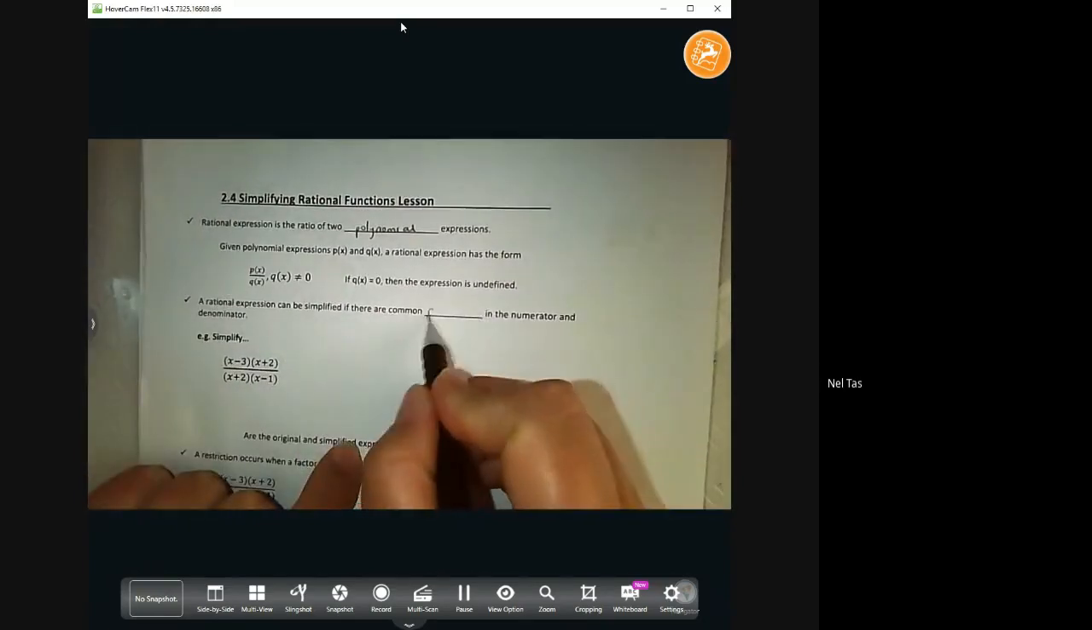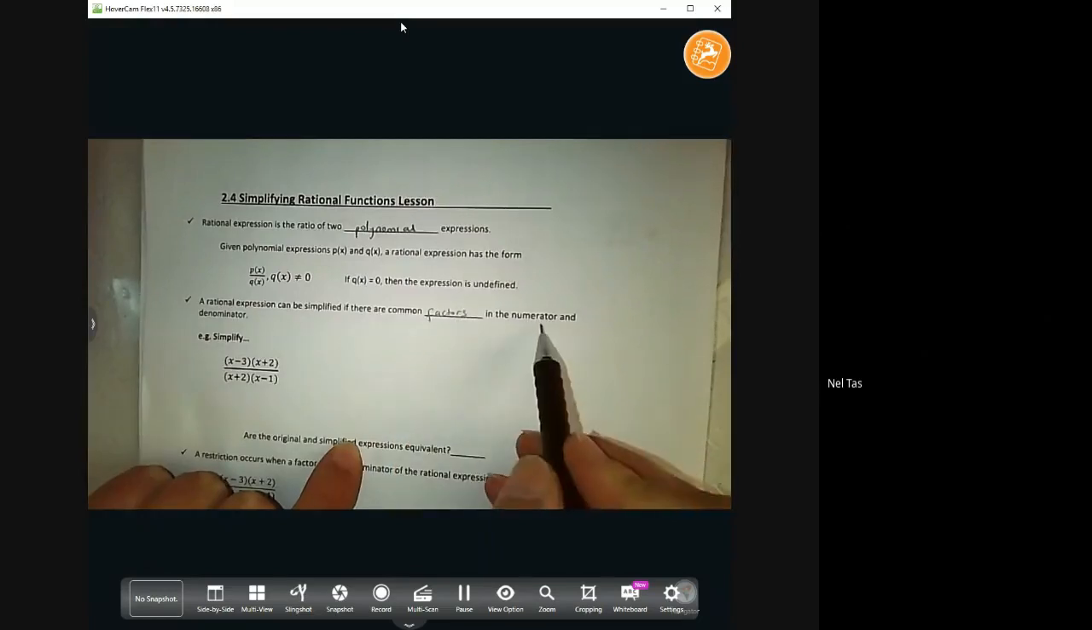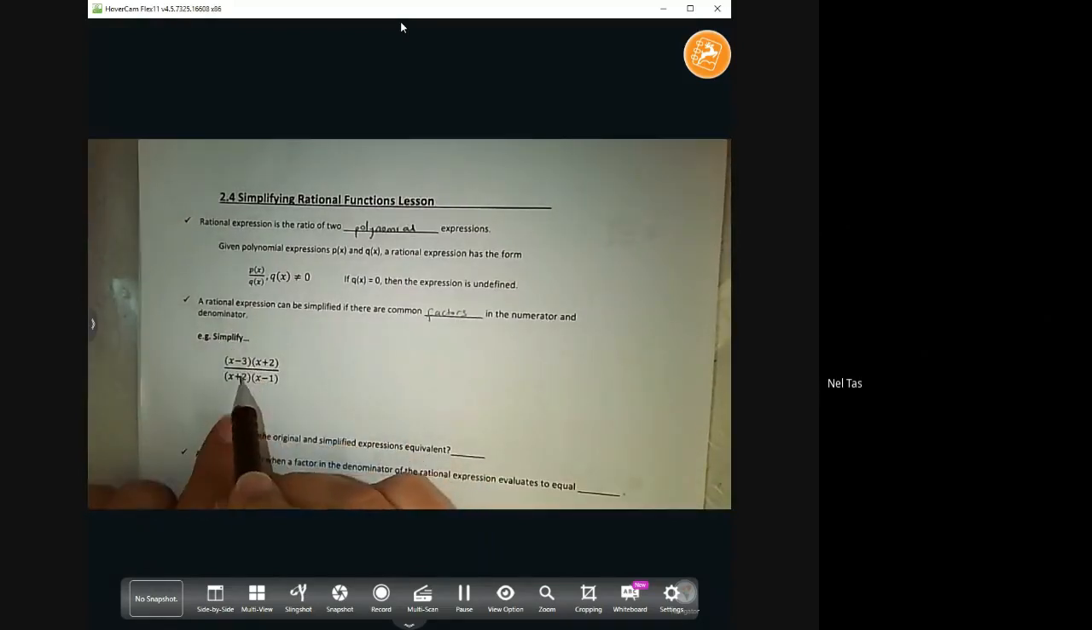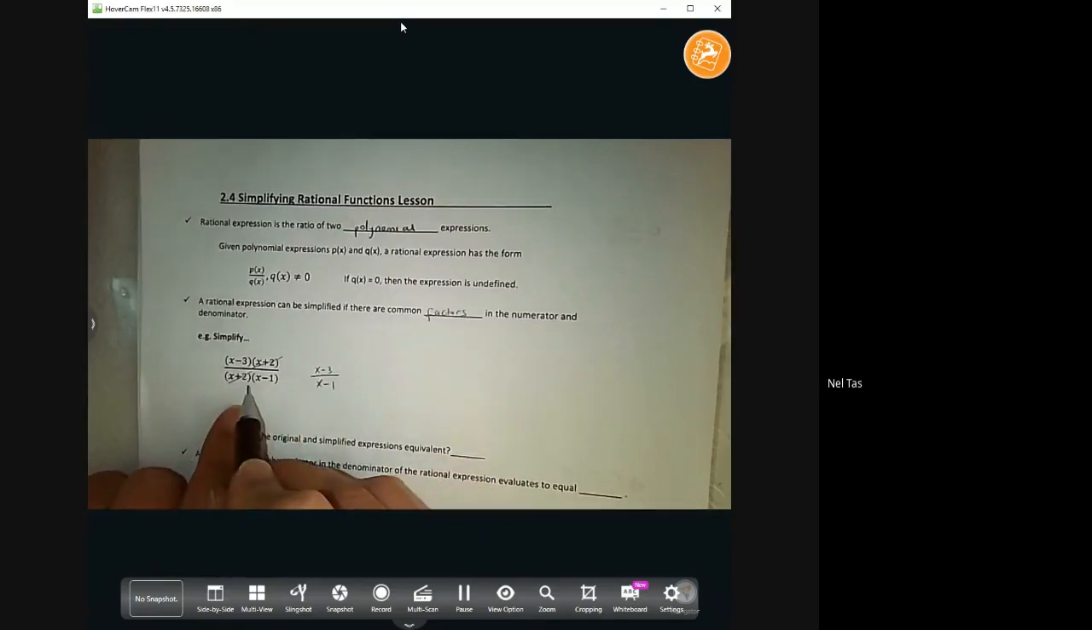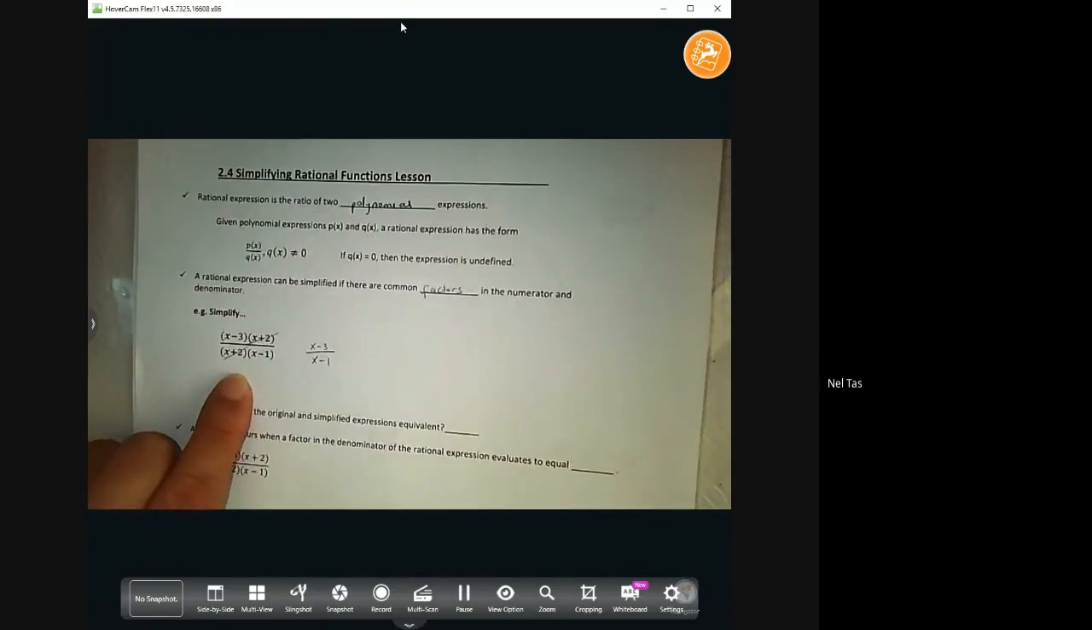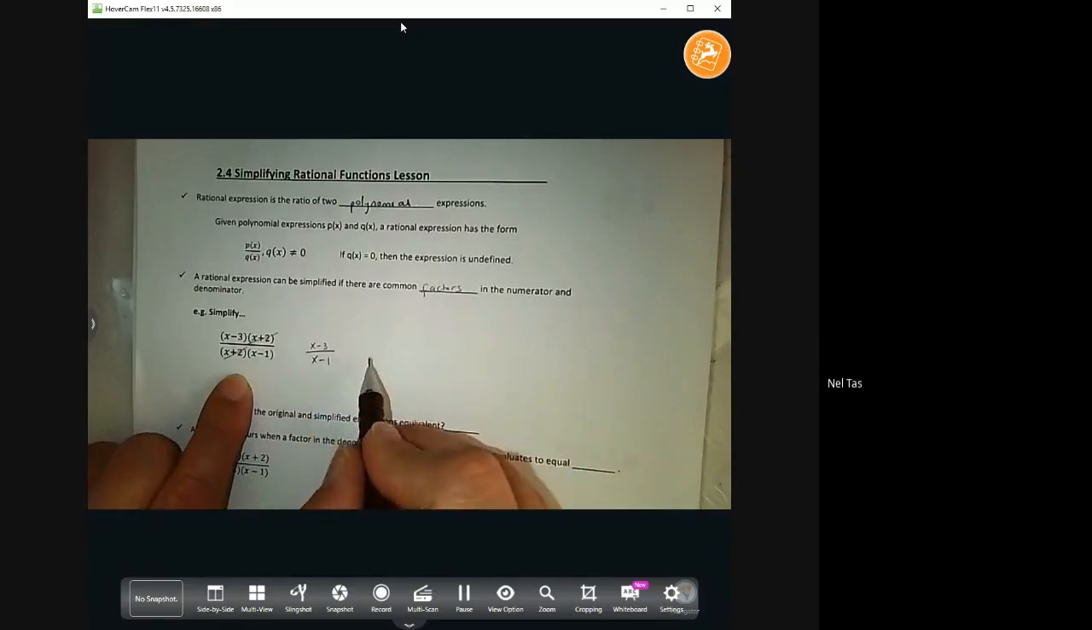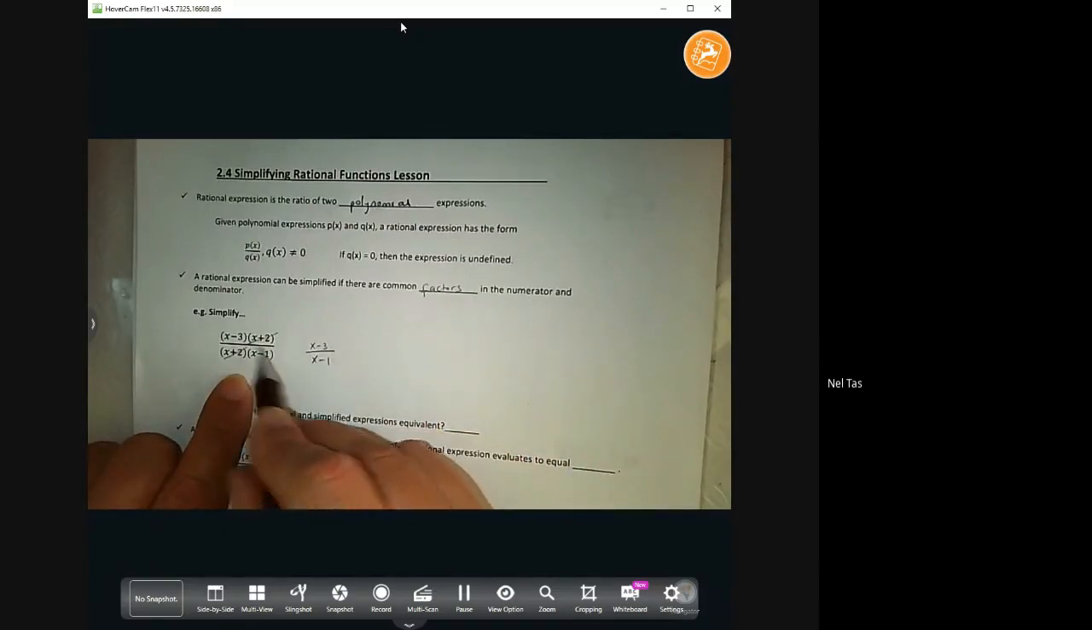A rational expression can be simplified if there are common factors in the numerator and denominator. Let's say we have x minus 3 times x plus 2 over x plus 2 times x minus 1. So we can simplify this. So you get x minus 3 over x minus 1. However, when you simplify, you should not forget to determine where the denominator is undefined.